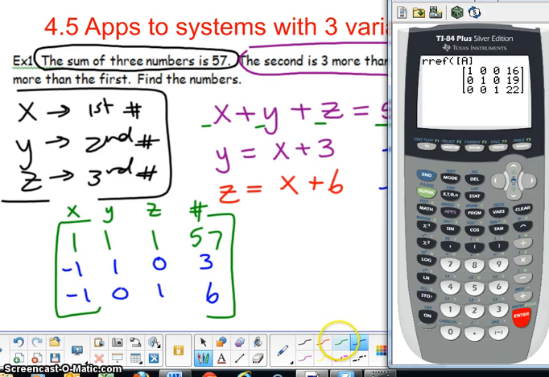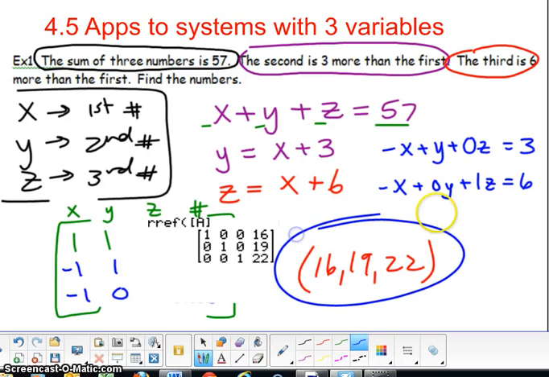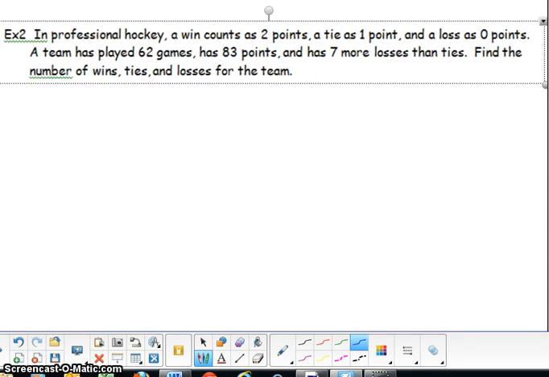So what we would write down then is 16, 19, and 22. Okay, now let's check our answer. The sum of the 3 numbers is 57. Yes, it is. The second is 3 more than the first. Yes, it is. And the third is 6 more than the first. And that is also true. So we did a good job. Let's go on to the next one.